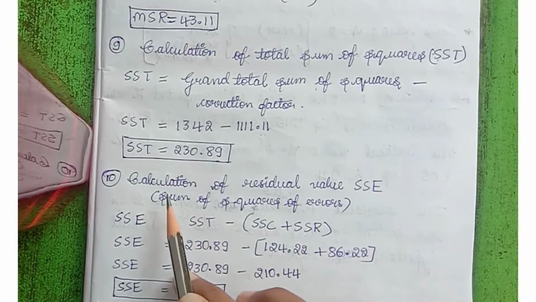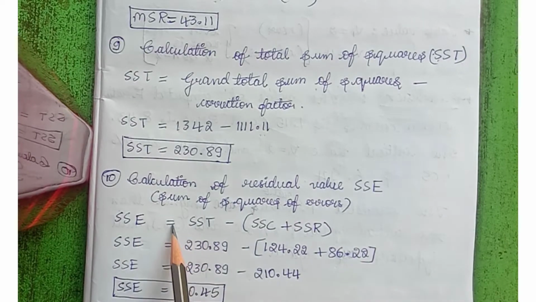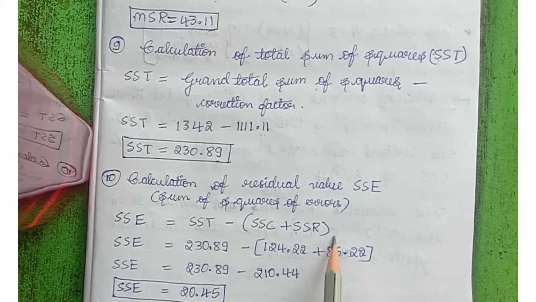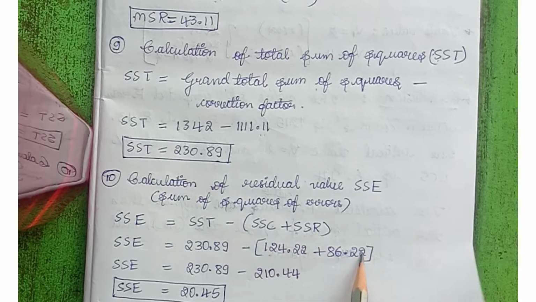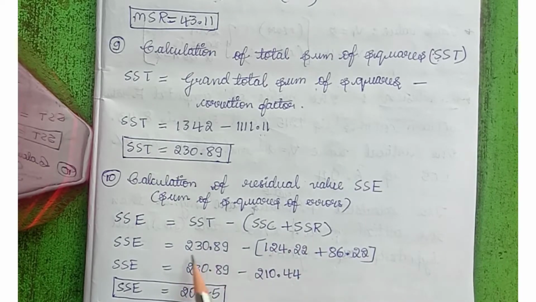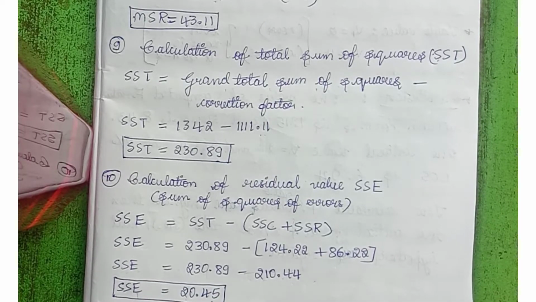Next we have to calculate the residual, that is SSE, the sum of squares of errors. The formula is SSE equals SST minus (SSC plus SSR). We add the SSC and SSR values we have calculated and subtract from SST. So SSE is equal to 230.89 minus 210.44, that is SSE equals 20.45.